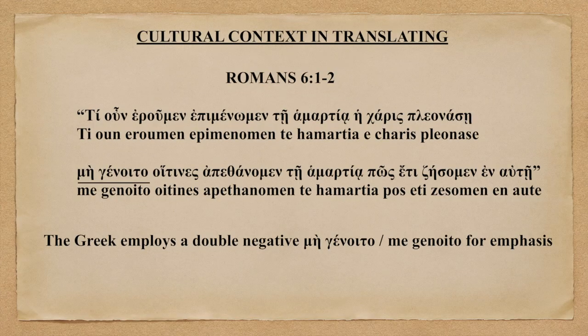So, one way in which emphasis can be made is by using double negatives, both in Hebrew and Greek. For example, in Romans 6:1, the Greek employs a double negative, me genoito. My pronunciation of Greek isn't all that great. They teach you in seminary how they want you to pronounce things, but then you talk to someone who speaks modern Greek, and that's not how they pronounce it. So they're really not teaching you how to pronounce Greek properly when you go to seminary.